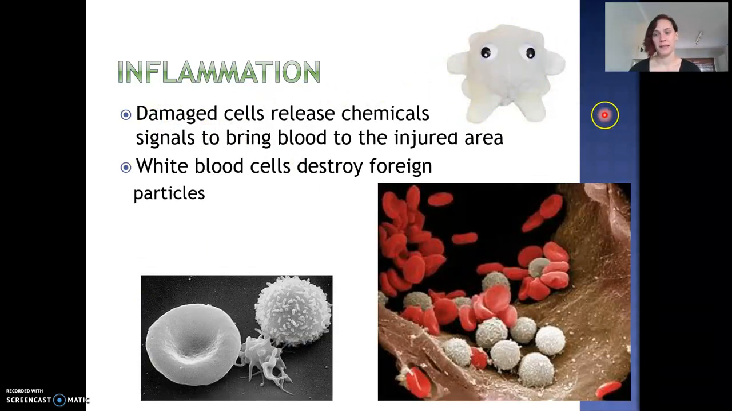Inflammation is all about the white blood cells. We know a little bit about them already. And what happens is damaged cells, so if you've cut your skin open, damaged cells release chemicals, and they actually trigger those white blood cells to come in and say, hey, we're over here, there's a problem here, clean up aisle 5, come over. The white blood cells destroy those foreign particles. Pus is formed from dead cells. Now, that might be your own dead cells, it might be dead cells of the bacteria or whatever it is cleaning up.